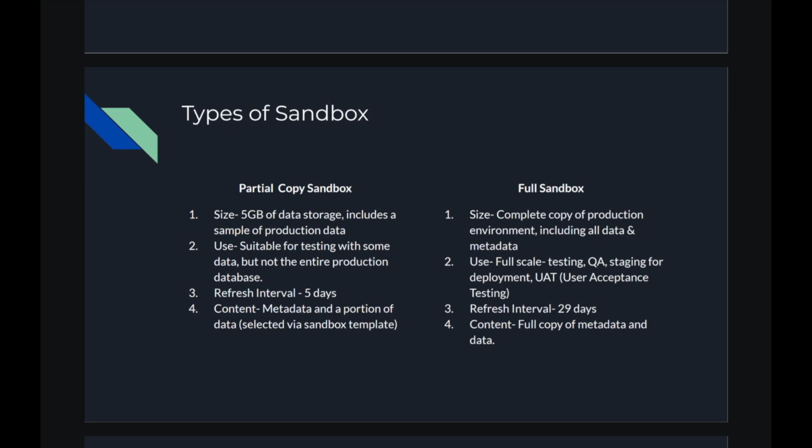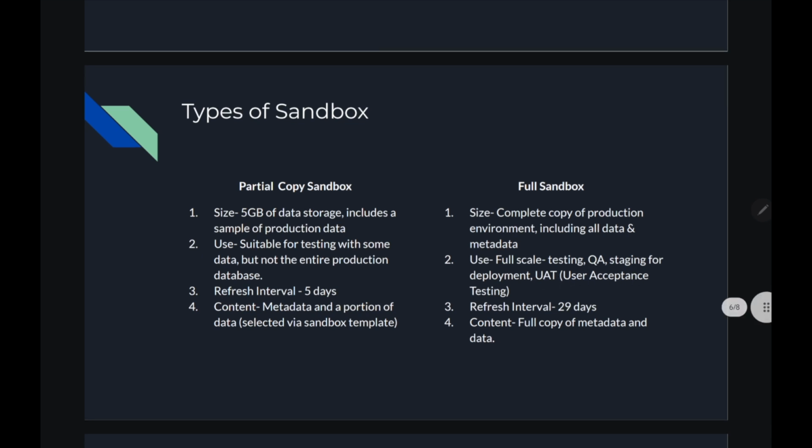For full sandbox, its size is like a complete clone of the production environment, which includes all data and all metadata of production, and it's used for full scale testing, that is, testing before you go live. You should be testing in this environment only. So QA is staging for deployment. UAT, that is user acceptance testing, which is final testing. We will be briefly talking about this term as well. That is UAT. Refresh interval is 29 days, and content, it holds a full copy of metadata and data.